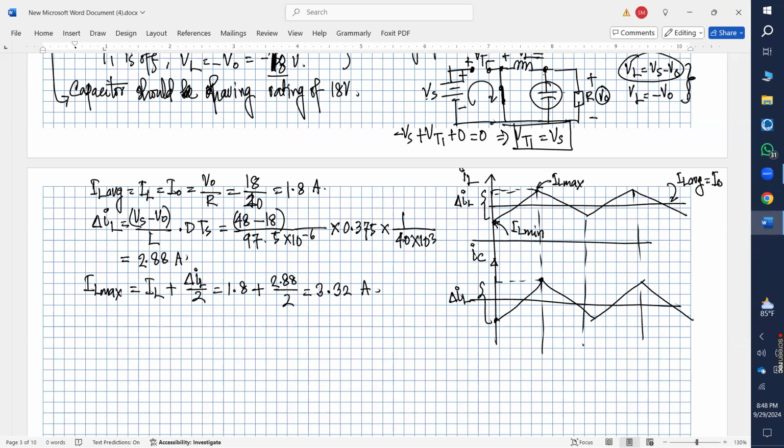Yeah, so 2.88, if you make half, it would be 1.44, right? And if you add it with 1.8, it should give you 3.24, right? Yes, sir, it is 3.24. Okay, so this is the maximum current that the inductor has to deal with, and the minimum current will be less than that. So the current rating of the inductor.